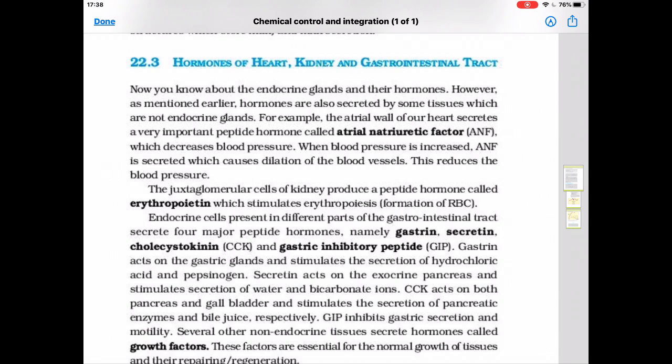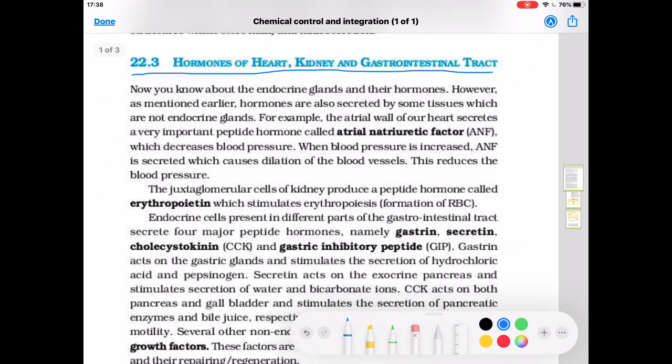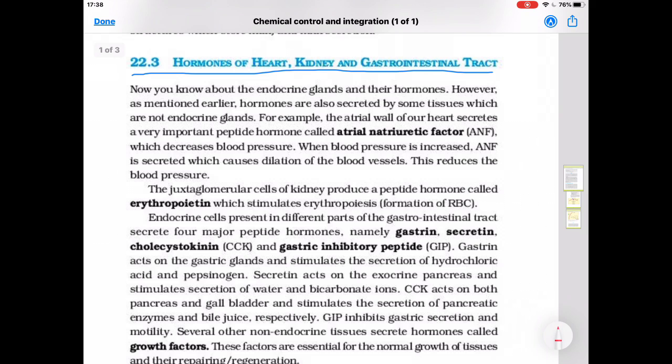Good morning, students. Our today's topic is hormones of heart, kidney, and gastrointestinal tract. You know about the endocrine glands and their hormones. However, hormones are also secreted by some tissues which are not endocrine glands.